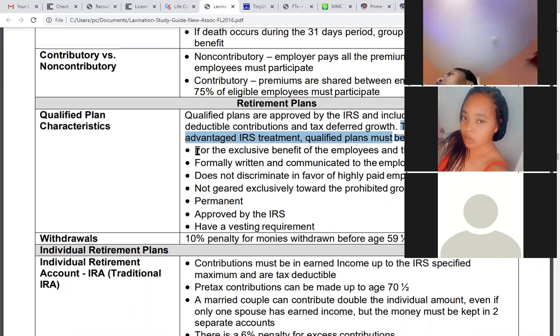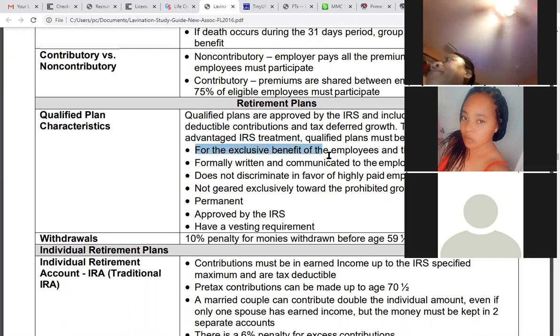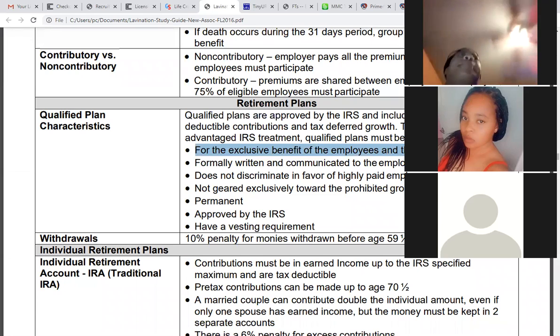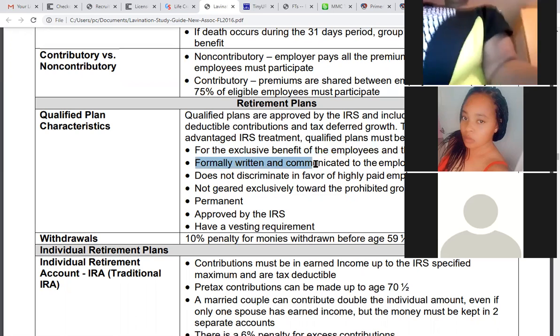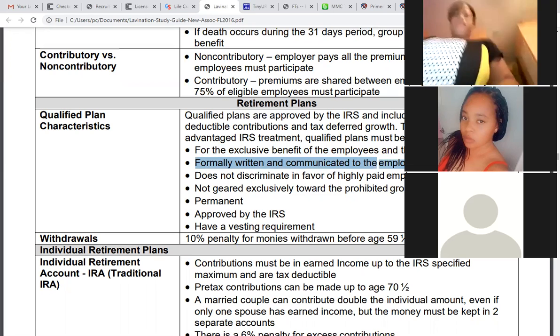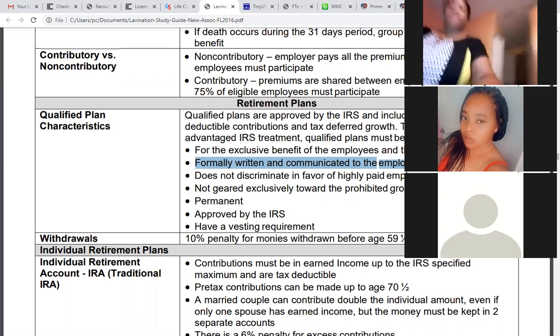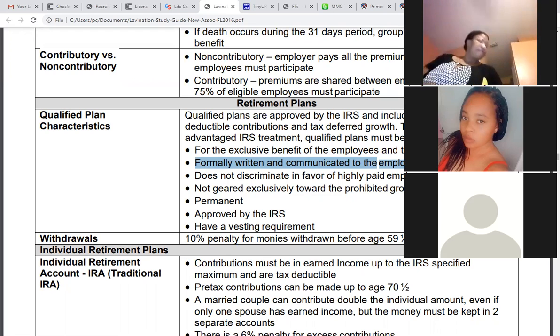For example, for the exclusive benefit of the employee, in order for the plan to be good, it has to be for the benefit of the employee. It has to be written and communicated to everybody. It cannot be like, oh yeah, hey, listen, we're going to have it. No, they have to give you a plan, the package. If you really watch what's going on when you work at a job, if they do have a retirement plan, you're going to see what they do. They're also going to give you the booklet that tells you exactly how it works.